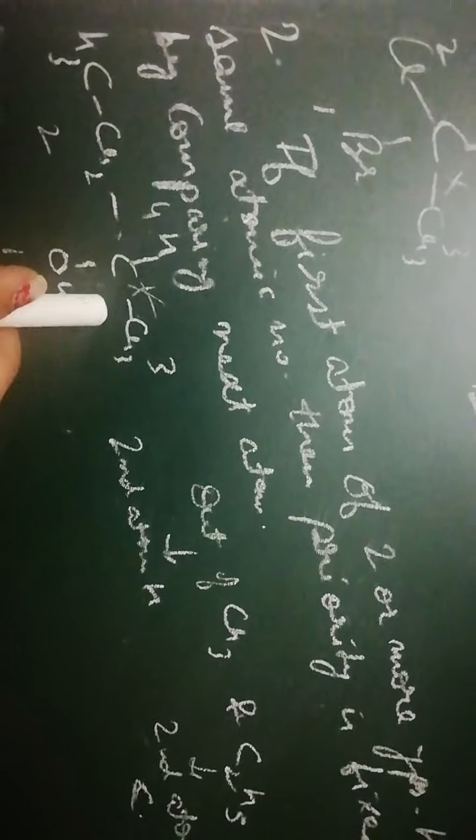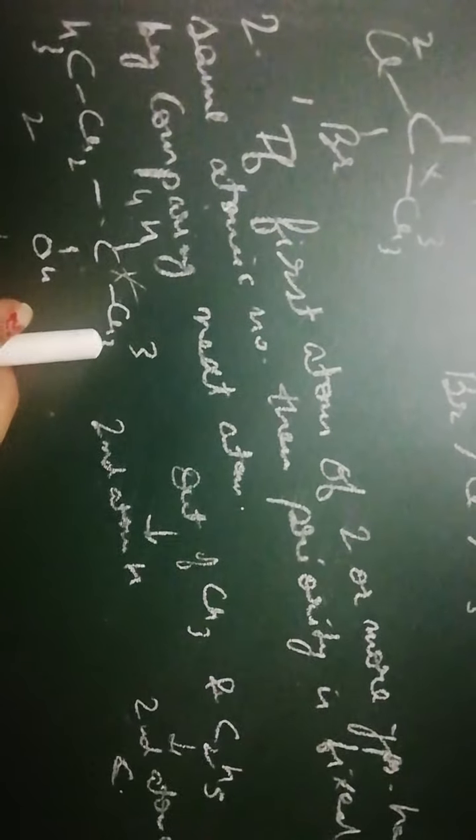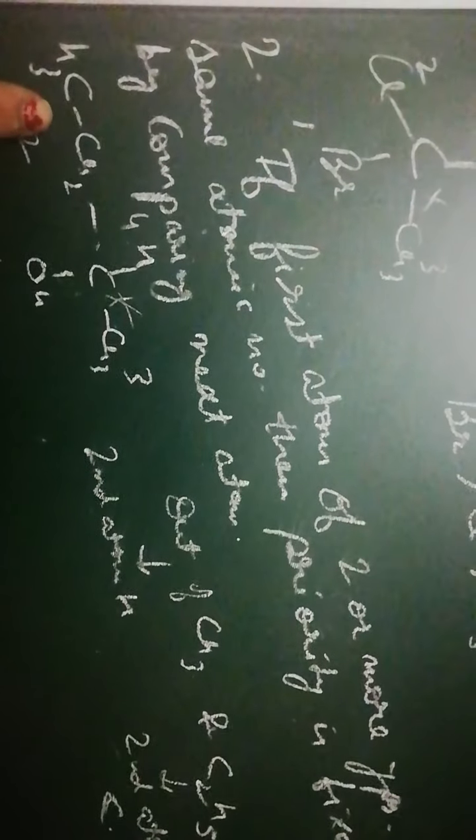Now for the second priority, we have 2 groups, C2H5 and CH3. The first atom attached is the same, that is carbon. So we will compare the next atom. Here the next atom is hydrogen and here the next atom is carbon, which has the higher atomic number. So the second priority will be given to the ethyl group. So out of CH3 and C2H5, priority will be given to the C2H5 group.